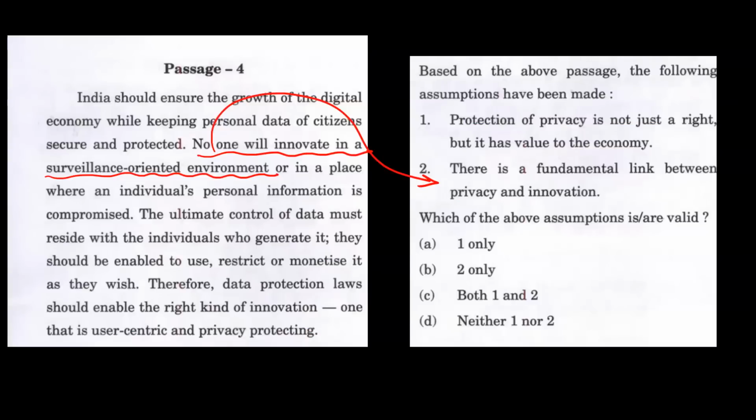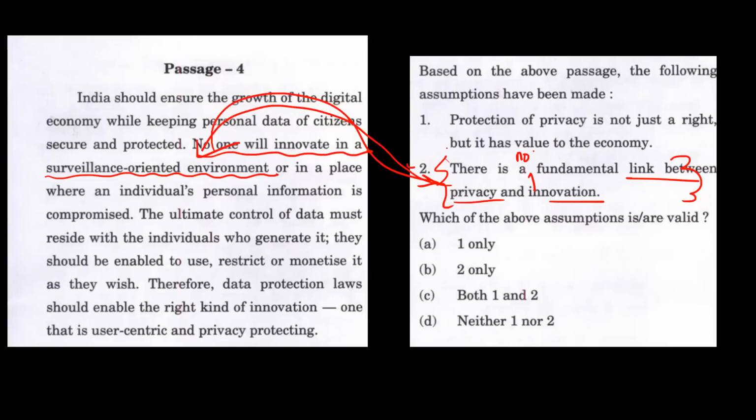So how to check assumptions? You just write the opposite. There is no fundamental link between privacy and innovation, and check from the passage. Is this statement true? Guys, is this statement true? There is no fundamental link between privacy and innovation. Is this statement true? No. Are you getting it?